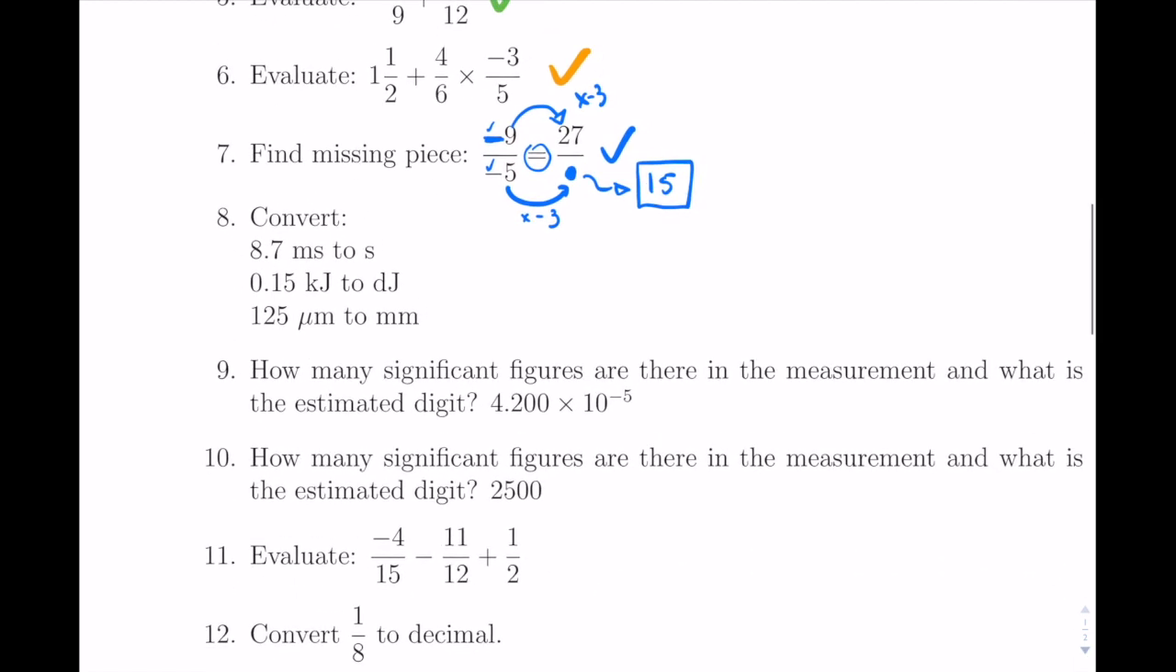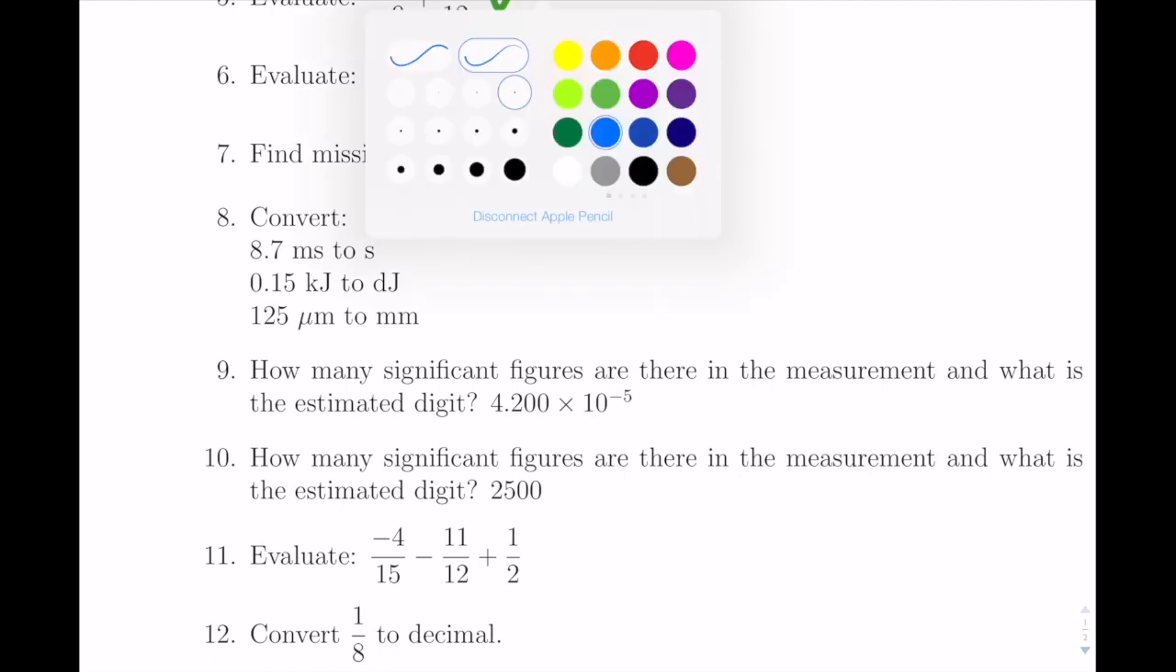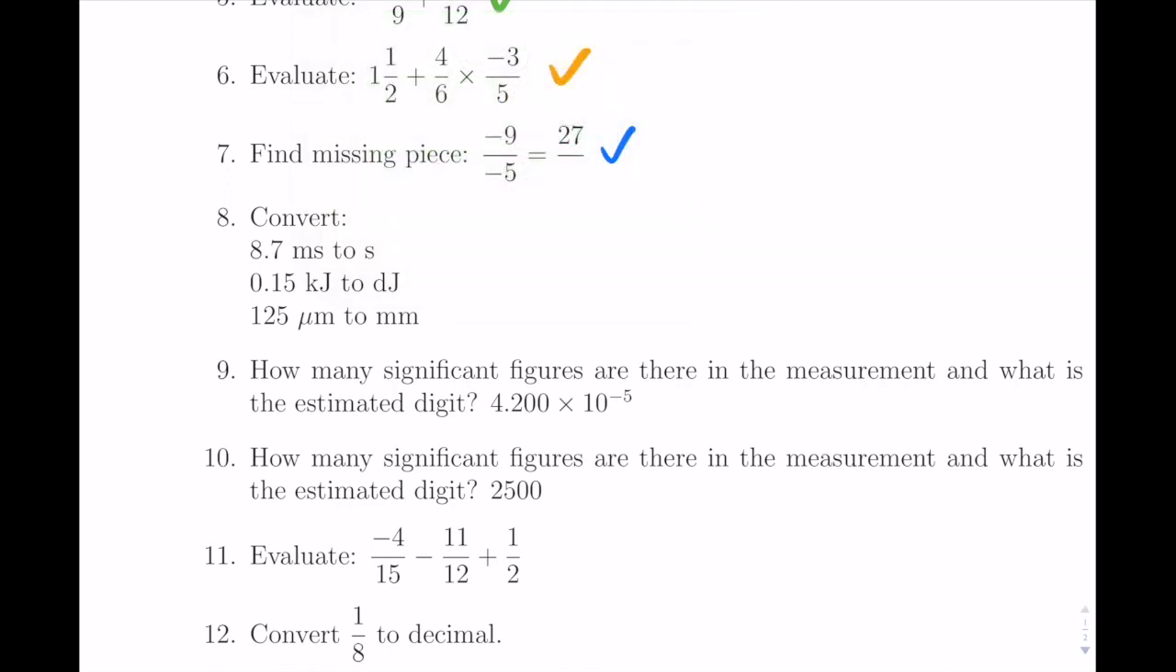Let's take a look at question number 8. So for question number 8, I'm converting, and this is a prefix question. So let's do a little bit of deja vu here. What did we have for prefixes? Remember, we have a base unit. In this case, the base unit here is seconds, so S. And then we had all of these prefixes before. Going to the left, we have deca, then hecto, then kilo, then mega. Now going to the right, we have deci, then centi, then milli, and then micro.